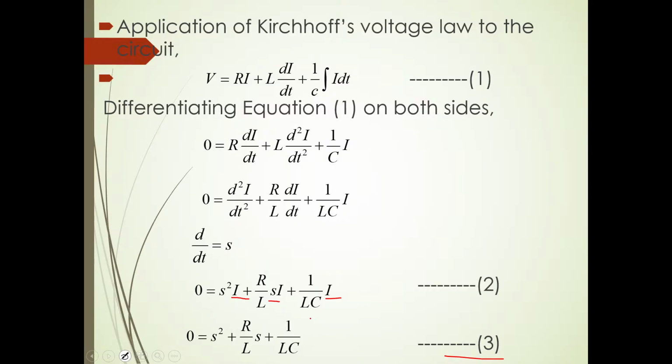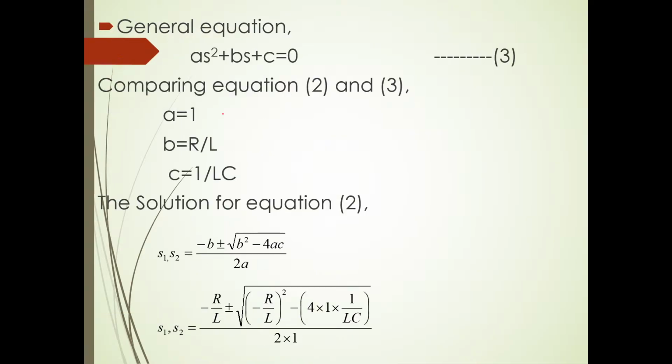So now, at last we have got this equation number 3, that is 0 is equal to s square plus (r/l)s plus 1/(lc). It is a quadratic equation, isn't it? Equation 3 is a quadratic equation. So you can compare it with the general quadratic equation. What is the general equation? as square plus bs plus c equal to 0.